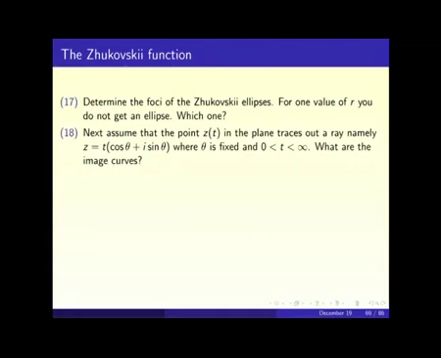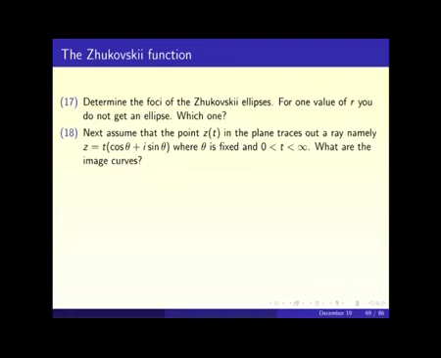So the next slide is an exercise which I have just done for you. Determine the foci of the Zukowski ellipses. What are they? (2, 0) and (minus 2, 0). For one value of r, you don't get an ellipse. For one very special value of r. Which one? I'll leave it to you to figure it out.